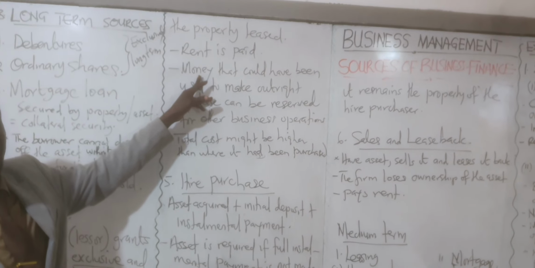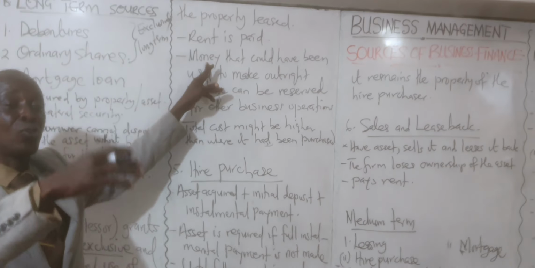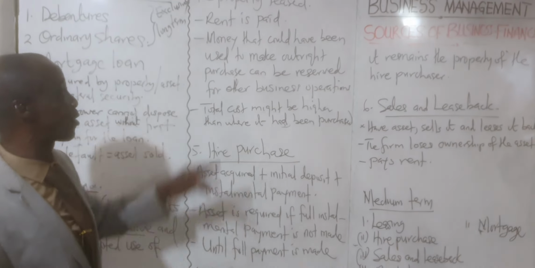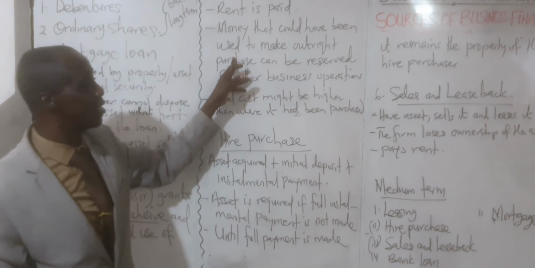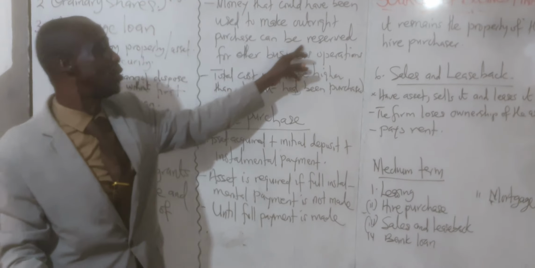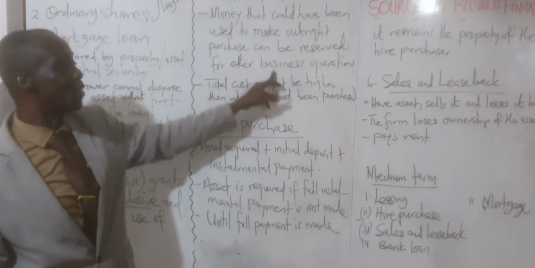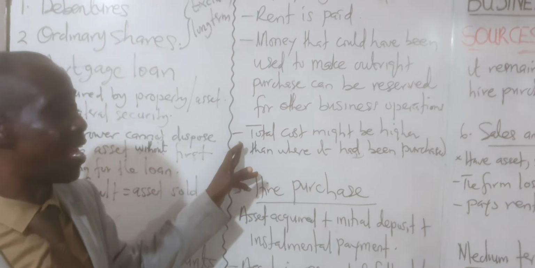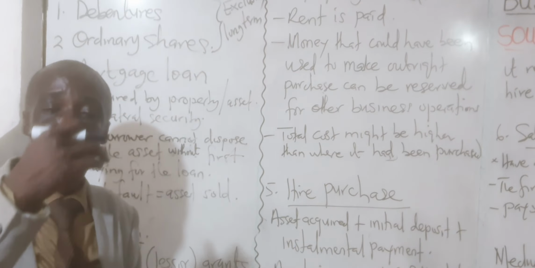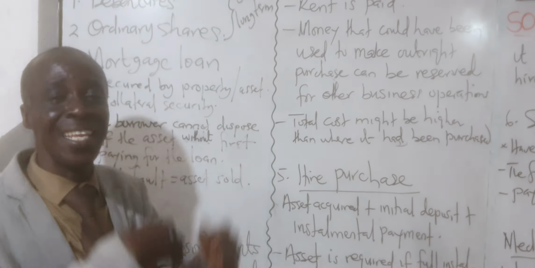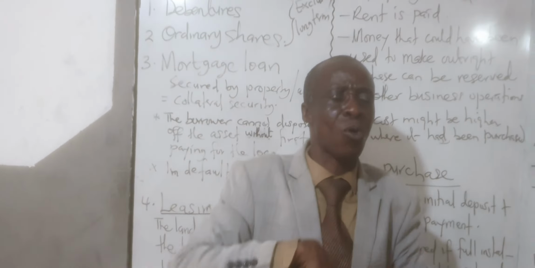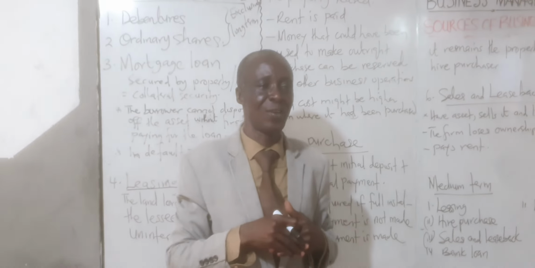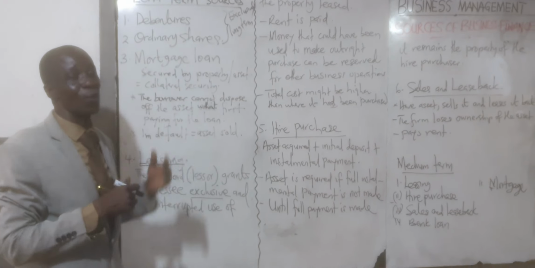So once you lease it, the money that you could have used to buy the thing outright can be used to finance your business. That's why I said money that could have been used to make an outright purchase can be reserved for other business operations. Then the disadvantage here is that if you are not careful and you practice this leasing, the total cost for a certain period may be higher than where you have bought it yourself. So that is for leasing.